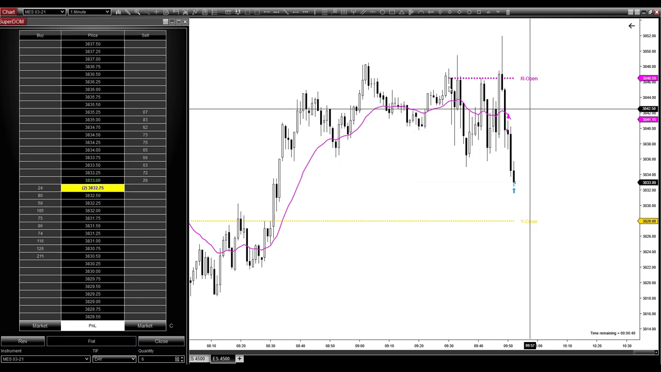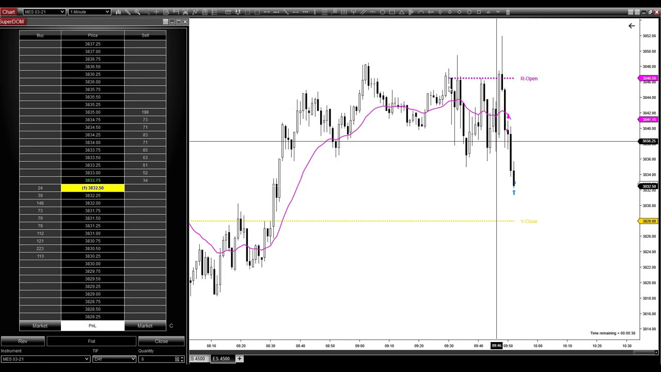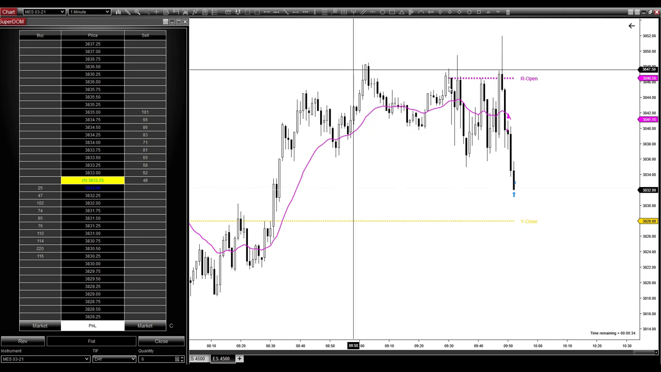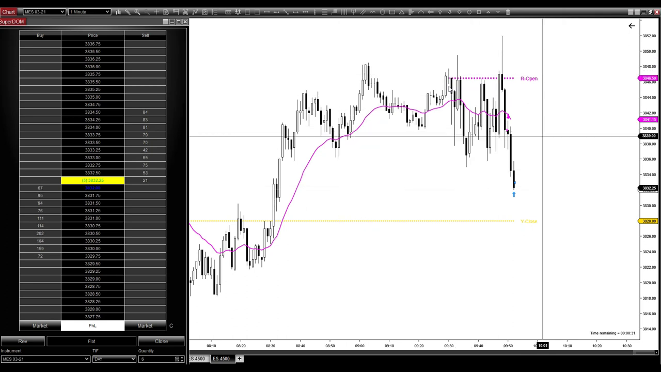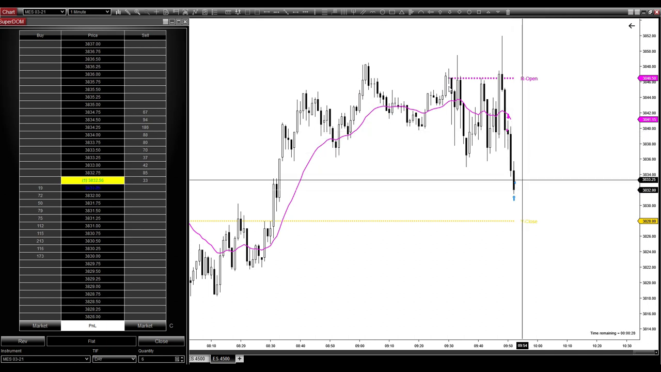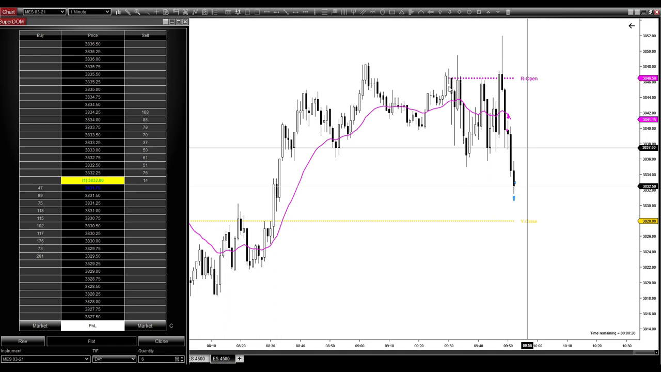I do kind of want to walk through that trade just a little bit more, since it happened fast and I didn't explain as much as I would have liked. And honestly, I was extremely surprised that we did come down and hit that fast. I figured this would be maybe 5-10 minutes.